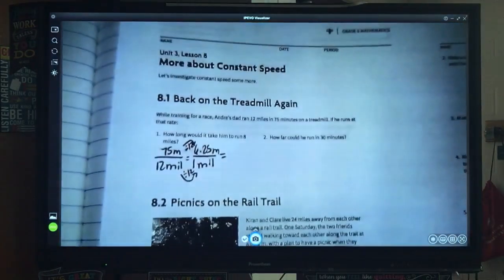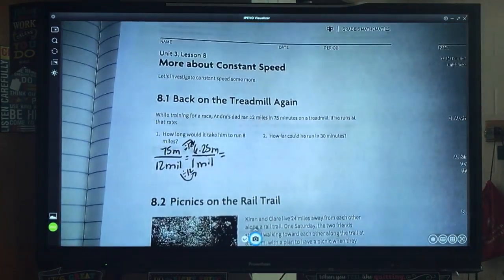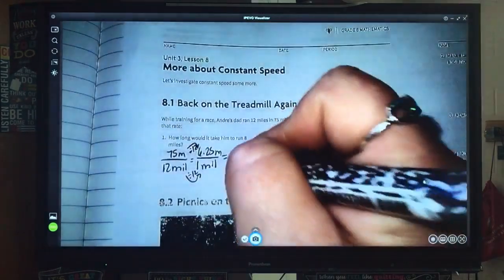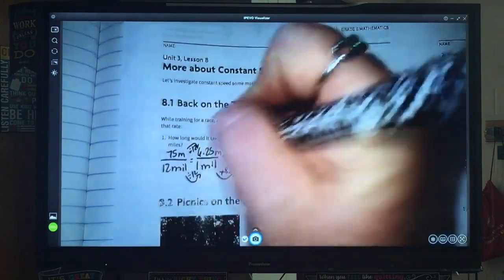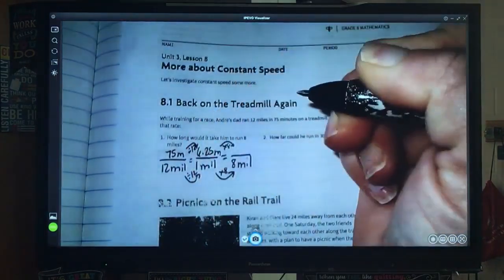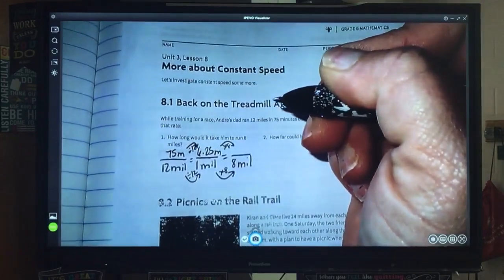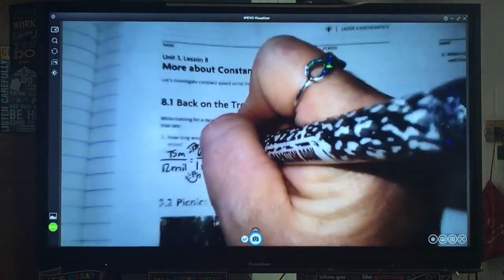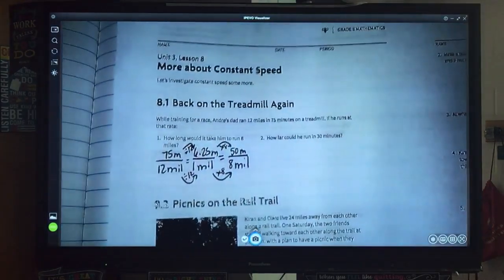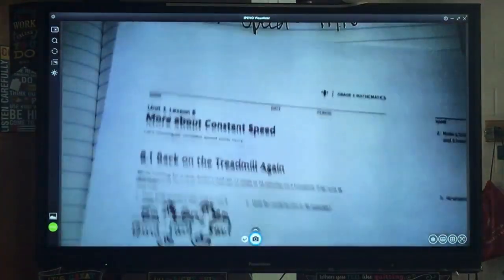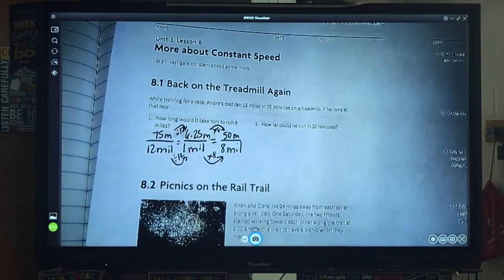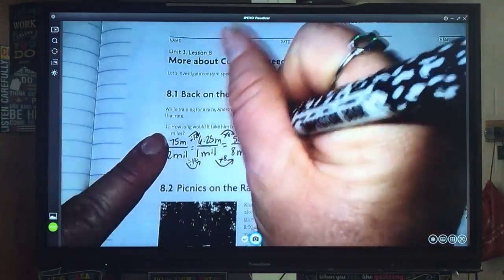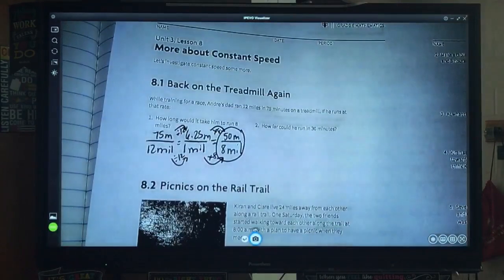All right, and then what did you do from here? What did you do from here, Mason? I multiplied by 8. Right, because we have to find out how much for 8 miles. And what did you get? 50 minutes. All right, so that is one way. Is that the only way? No. What you should end up with, regardless though, is that it takes 50 minutes for 8 miles.